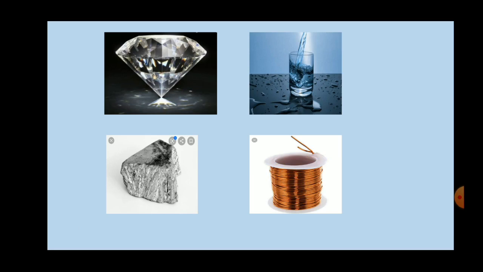Now here the second example, water. It contains only water molecules, there is no other content present, so it is a pure substance. The third picture is zinc. Here only zinc particles are present, so it is a pure substance. And the fourth picture is copper wire. Here also it is made up of only copper particles, so it is a pure substance. So these are examples of pure substances.